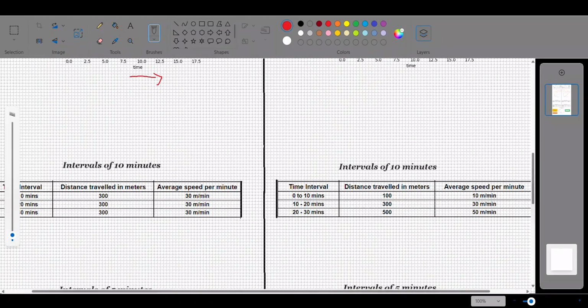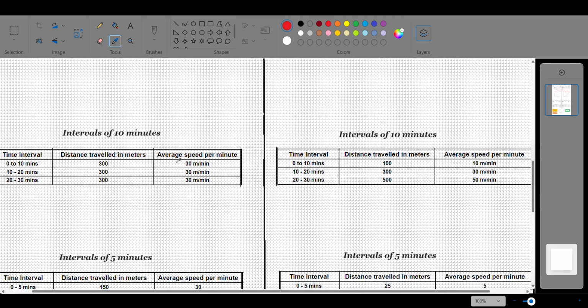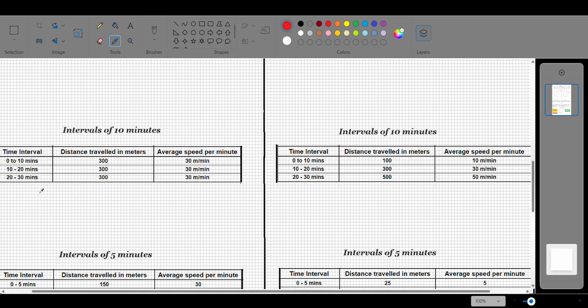So let's decrease the intervals now. Let's decrease the intervals further. Let me just remove this so that you can see it clearly. Okay, do you see this? Intervals of 10 minutes. This time, in 0 to 10 minutes, you can see that the average speed of student 1 is always 30 meters per minute.